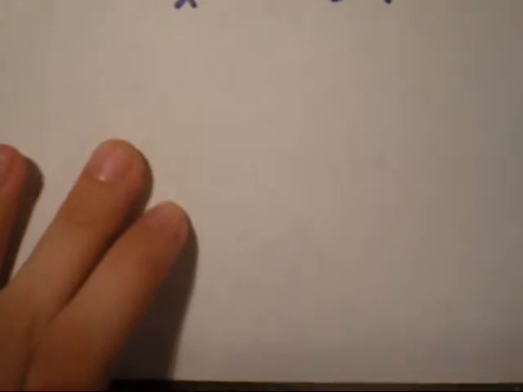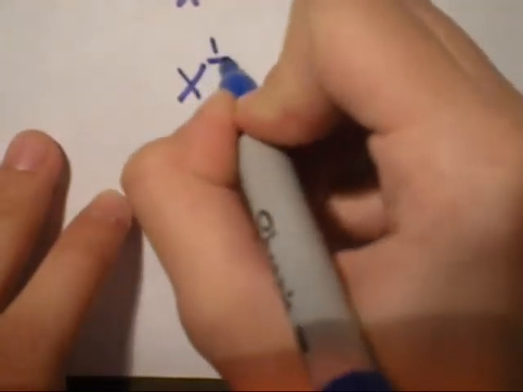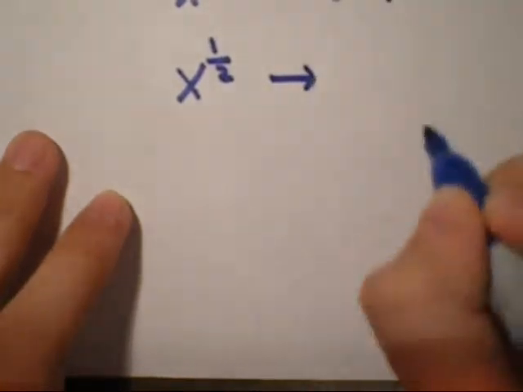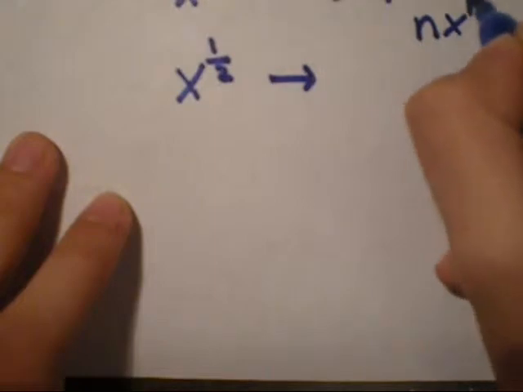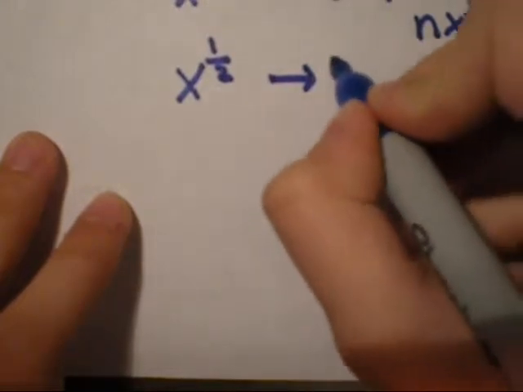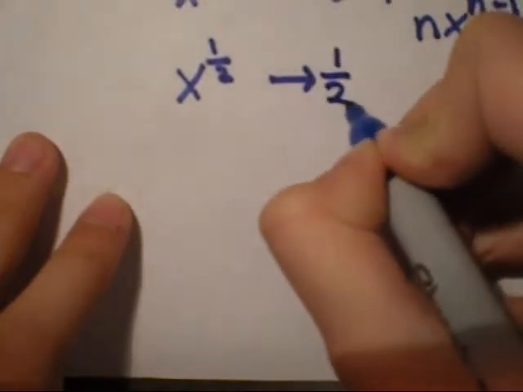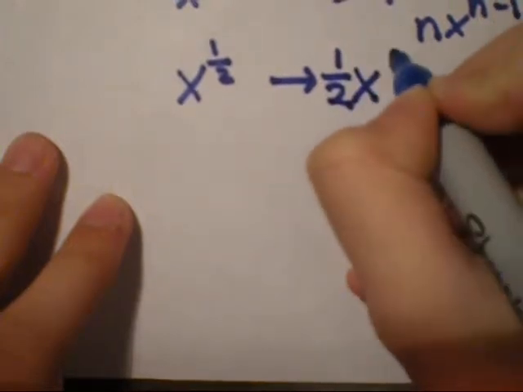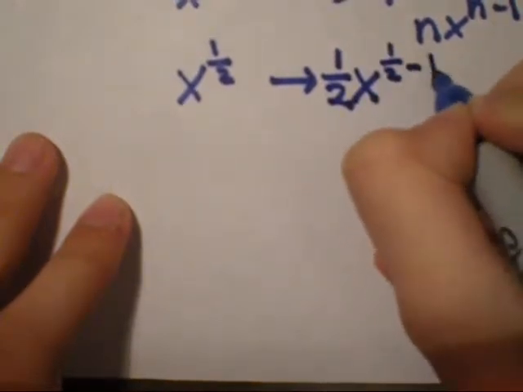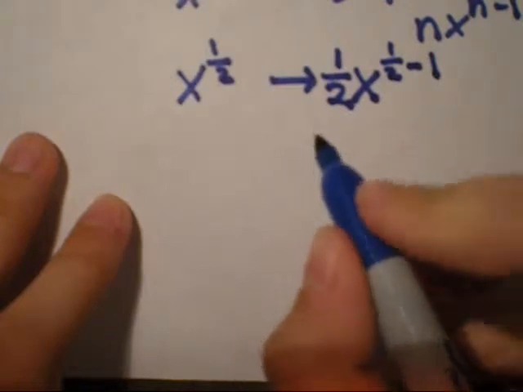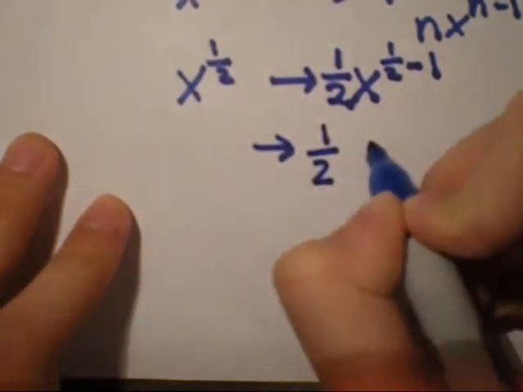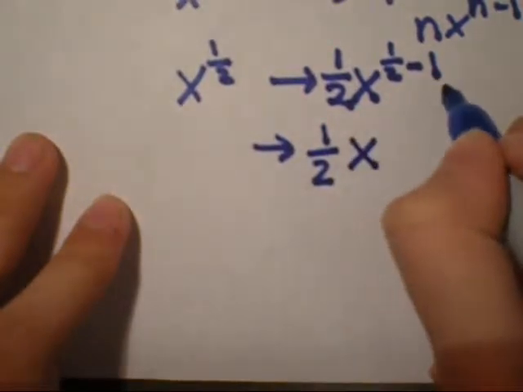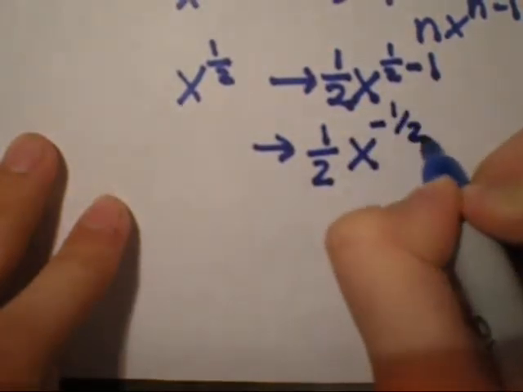Now let's look if we have fractions. So let's say we have x to the 1/2. Then our derivative, again, would be nx to the n minus 1, right? So we would bring out the 1/2, then the x, and then we would do 1/2 minus 1. So that makes sense, but now we have to simplify it. So we have 1/2 x, and 1/2 minus 1 is negative 1/2, right?